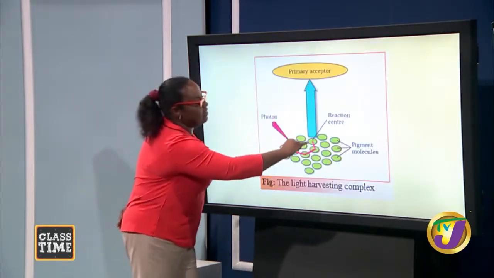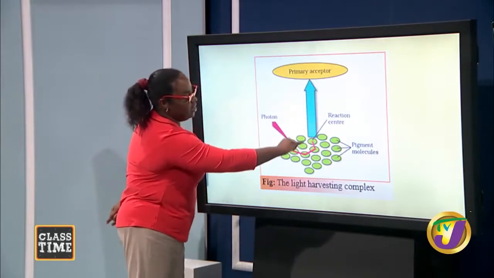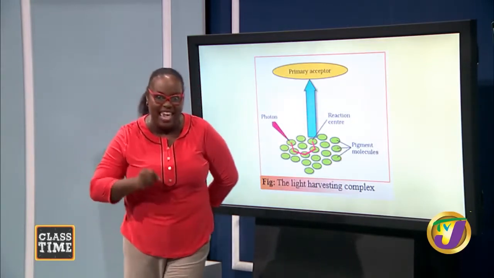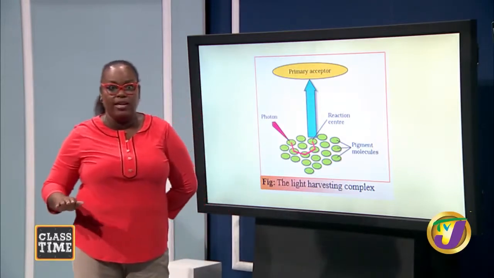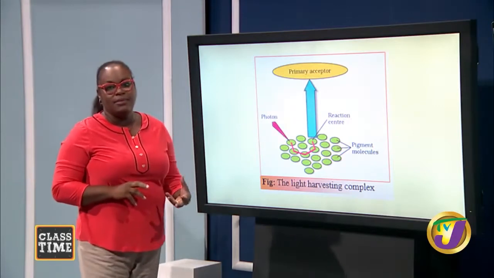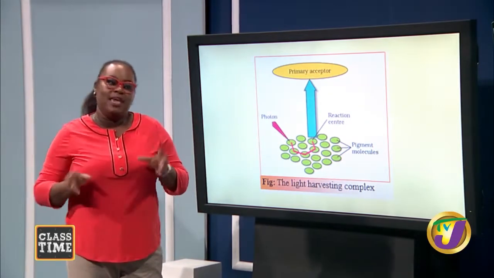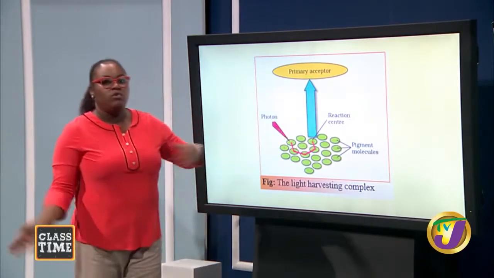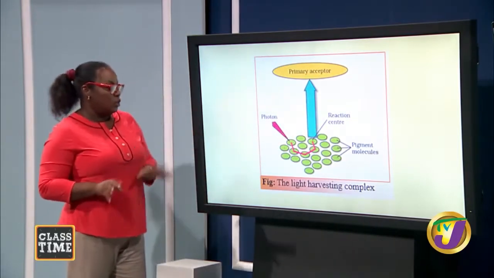Until it reaches the reaction center. Now, at the reaction center is a specialized chlorophyll A molecule. It's always chlorophyll A. Different photosystems have different chlorophyll A molecules embedded at the reaction center. All right, we will talk more about that shortly.